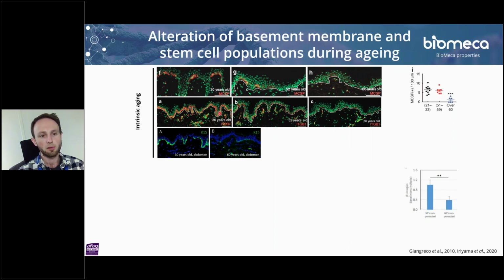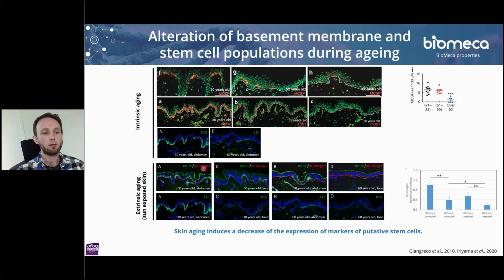In the case of MCSP and beta-1 integrin, it is widely expressed in the intrafollicular epidermis. And in the case of keratin 15, we have a decrease in cell expression at the level of the rete ridge.